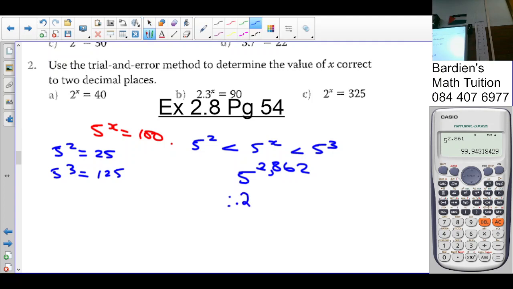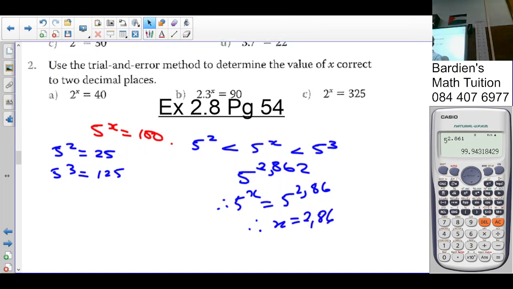5 to the x is equal to 5 to the exponent 2.86. So therefore x is equal to 2.86. You guys understand?